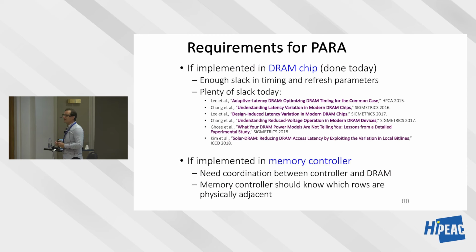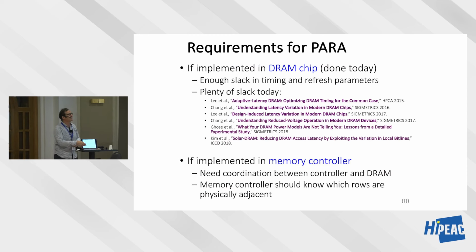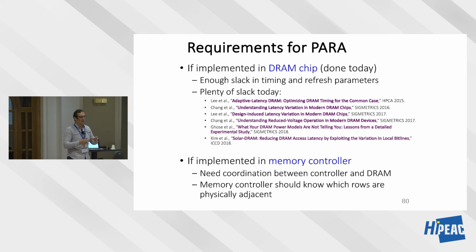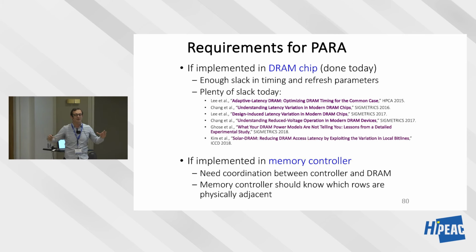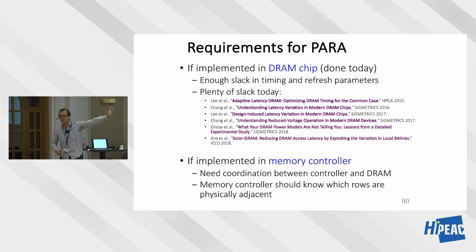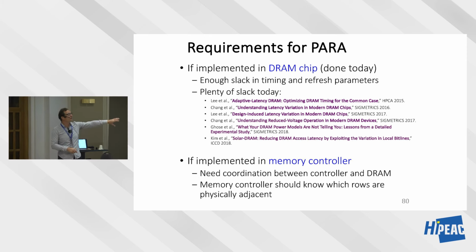Now this could be implemented in the DRAM chip. This could be implemented in the memory controller. Both have been tried and done. In the DRAM chip, you could actually do this due to the slack in timing and refresh parameters. So you may have some slack in the timing parameter and you sneak in a refresh to an adjacent row. And manufacturers do this actually. We're going to talk about that. You could also implement it in the memory controller.